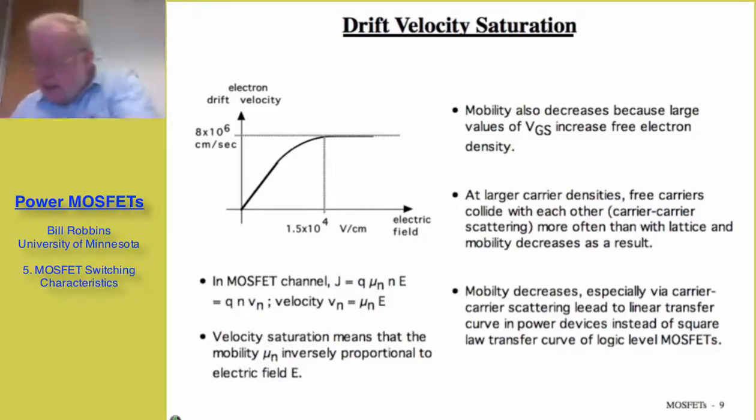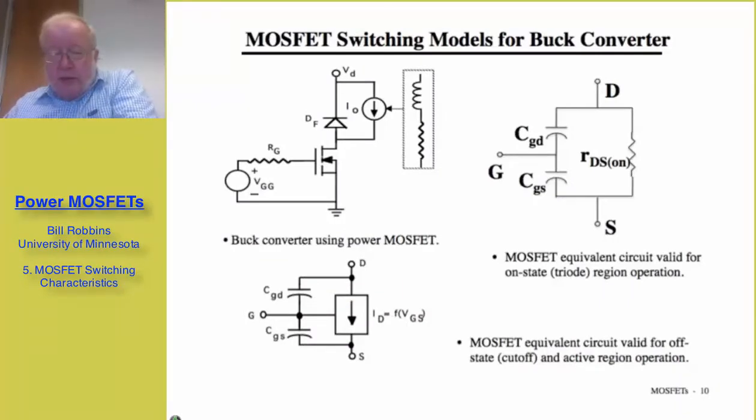The next topic that we have in the outline is the switching speed of MOSFETs. I'm going to use the buck converter shown here in the upper left-hand portion of this slide to describe the switching behavior. So we have a MOSFET that we turn on and off by means of the applied voltage V sub GG in series with a resistance R sub G.